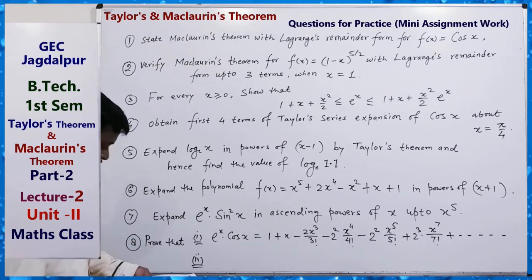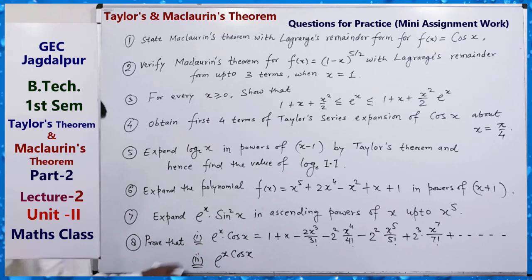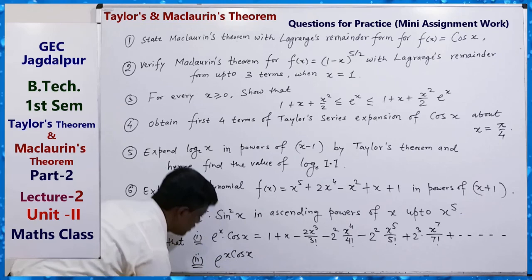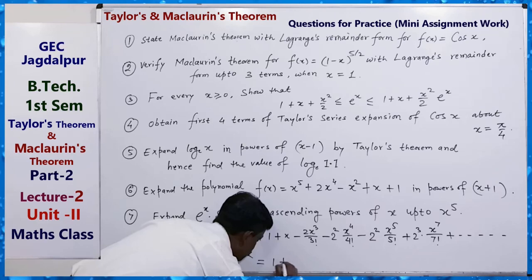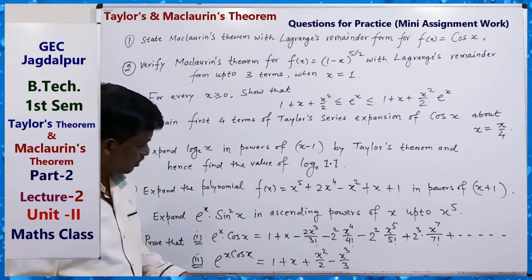And finally, also prove that e to the power x cos x equals 1 plus x plus x square by 2 minus x cube by 3 and so on.